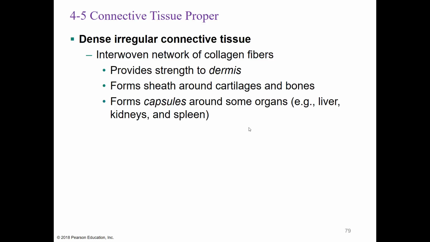It will also form the protective sheaths that we find around cartilage and bone, which we'll talk about more when we get to those chapters, and forms capsules around certain organs, like the liver, kidneys, and spleen. They all have capsules around them to protect them. Dense, irregular connective tissue is a large proponent of those capsules.